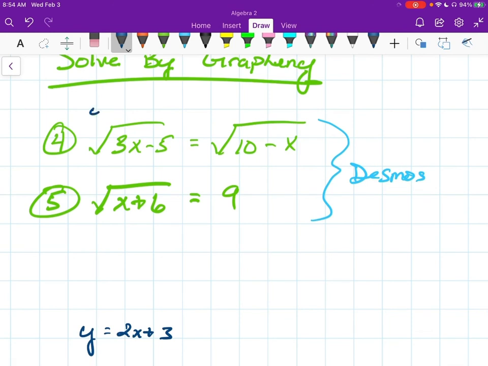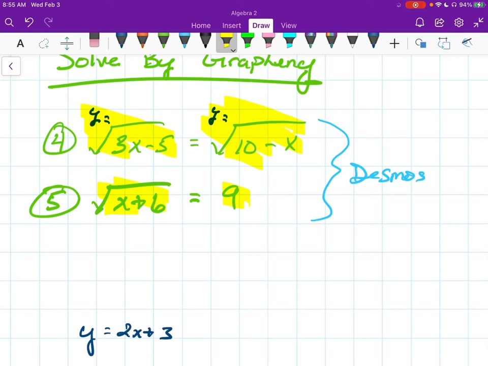We have y equals root 3x minus 5 and y equals root 10 minus x, right? It's two separate equations and we're solving it by graphing. So on Desmos, I'm going to graph this first piece, and I'm going to graph the second piece, and I'm going to see where they cross, right? The bottom one, I'm going to graph this, and I'm going to graph y equals 9, and I'm going to see where they cross, right? We are able to do these by hand now, and that works. But I'd like to show us how to do them by graphing.